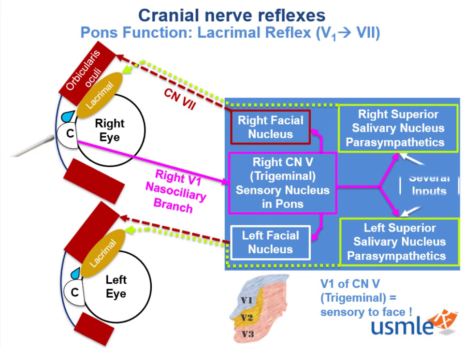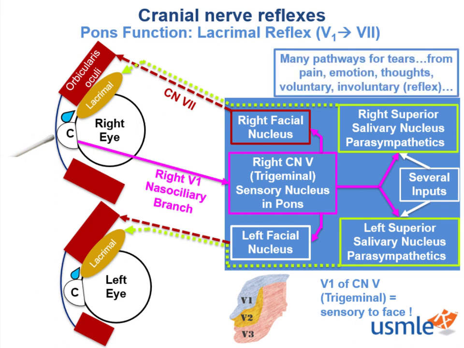Interestingly, the superior salivary nuclei receive several inputs that can elicit tear production, such as from pain, emotion, thoughts, and other voluntary actions or involuntary reflexes. Due to these complexities, the corneal reflex is more suited to test the health of the pons when evaluating brain death.